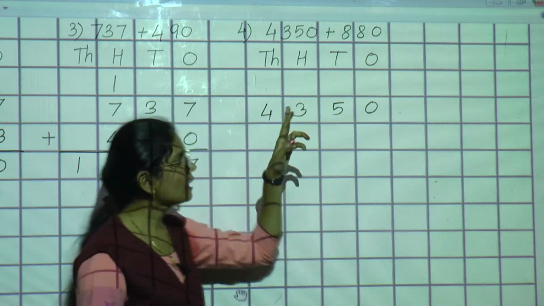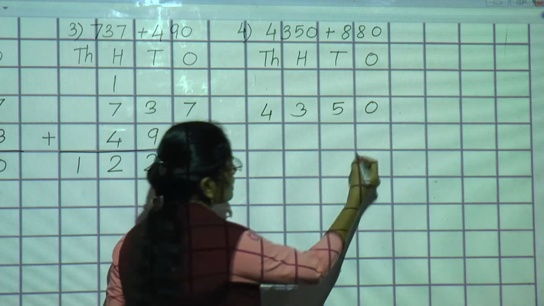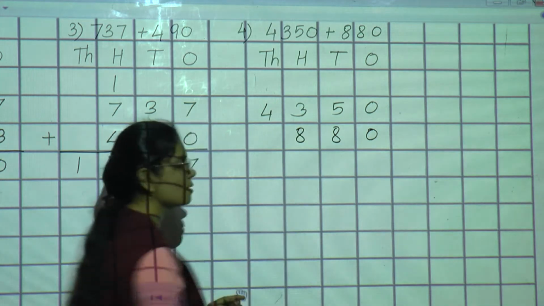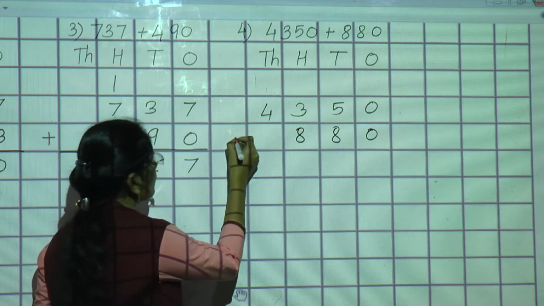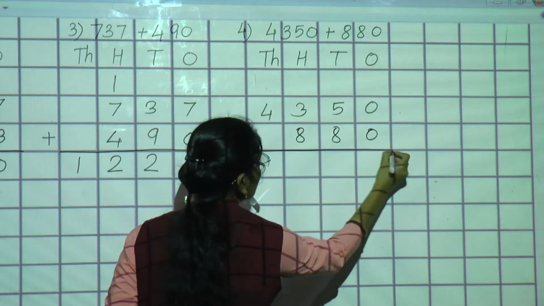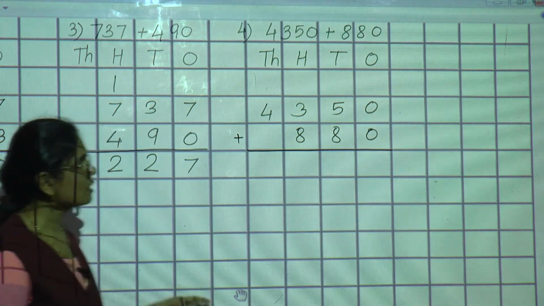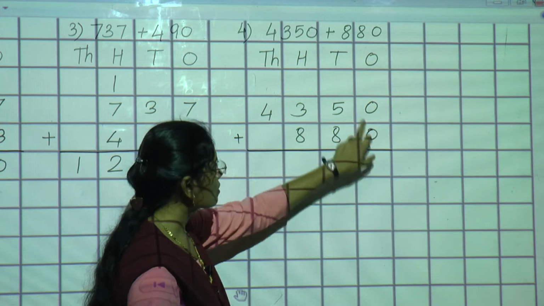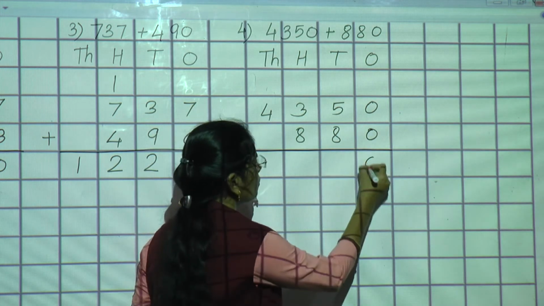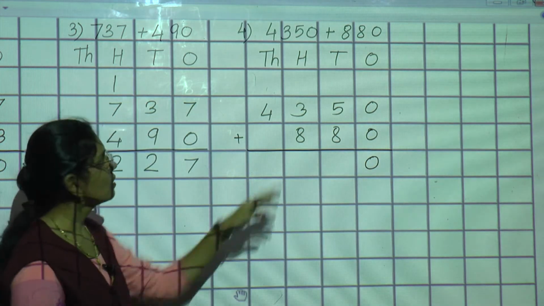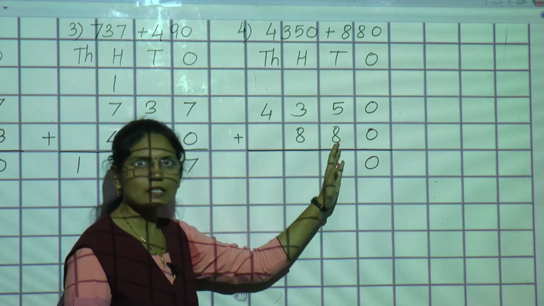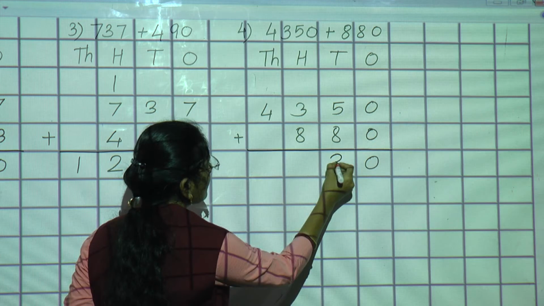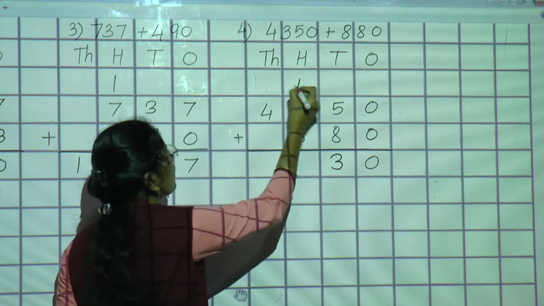Okay, now what is the second number? The second number is 880. At ones place 0, tens place 8 and at hundreds place also 8 is there, so we will give here the plus sign and then we will add. Now see the ones place digits. Here 0 and here also 0 is there. 0 plus 0, 0. Now do the addition at tens place, 5 plus 8, 13. So 13 tens means 3 tens and 100.